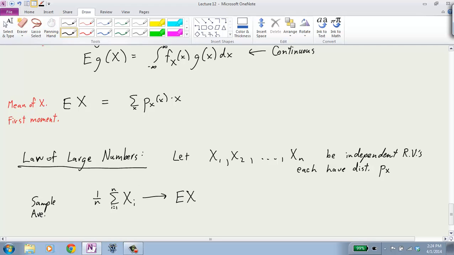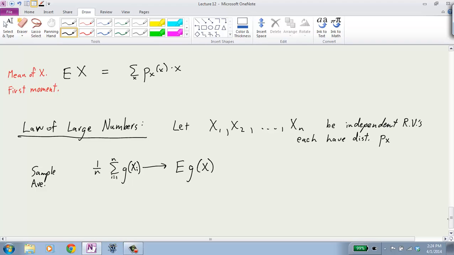And in fact, to be more general, I can take any function g of x_i, and that's going to converge to the expected value of g of x. Okay, it doesn't have to be x itself. So that's something to just tuck away as what the expected value means. It means this is what would happen if you actually took many samples and took averages.